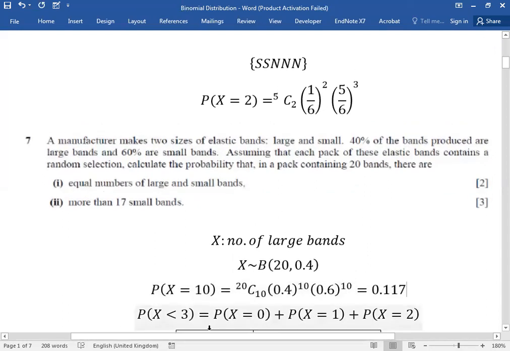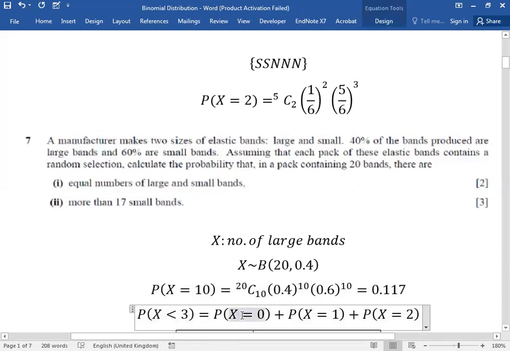Which means you will find the probability of X being 0 plus probability of X being 1 plus probability X being 2. Why did you do it this way? Because you focused on X being the number of large bands. You could have again made X the number of small bands with greater than 17, but then your probability of success would have changed. Be very clear with this.